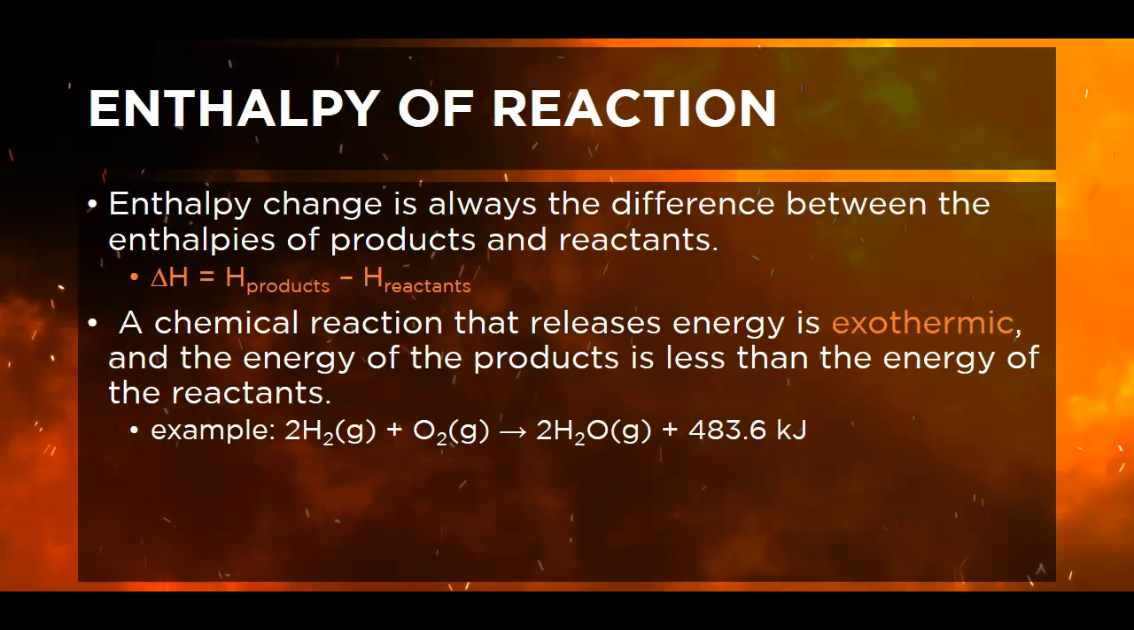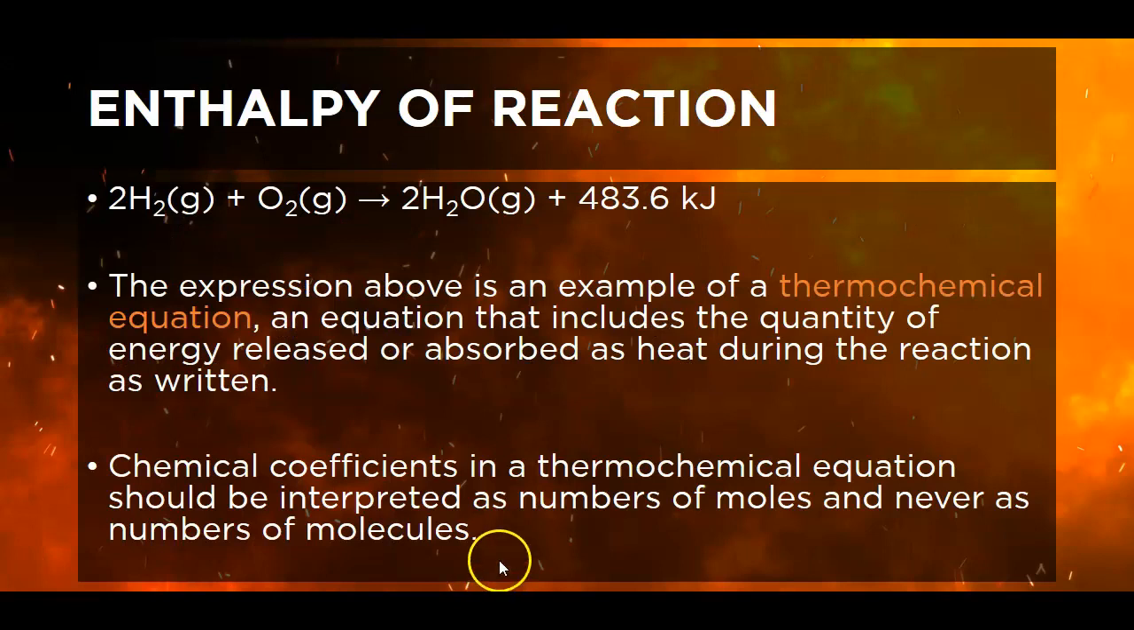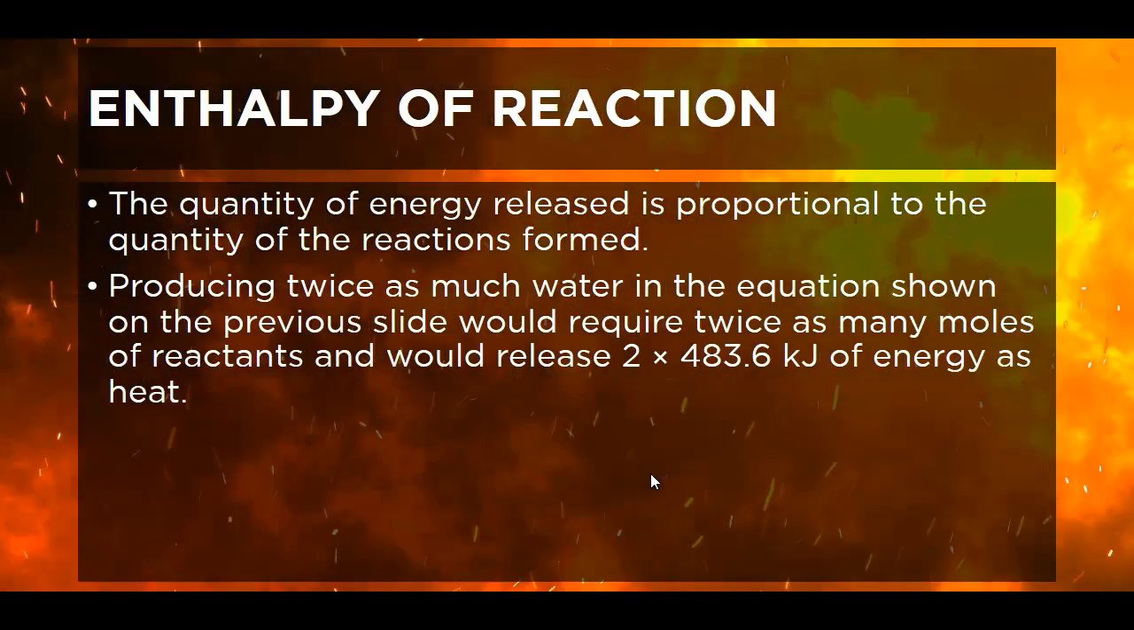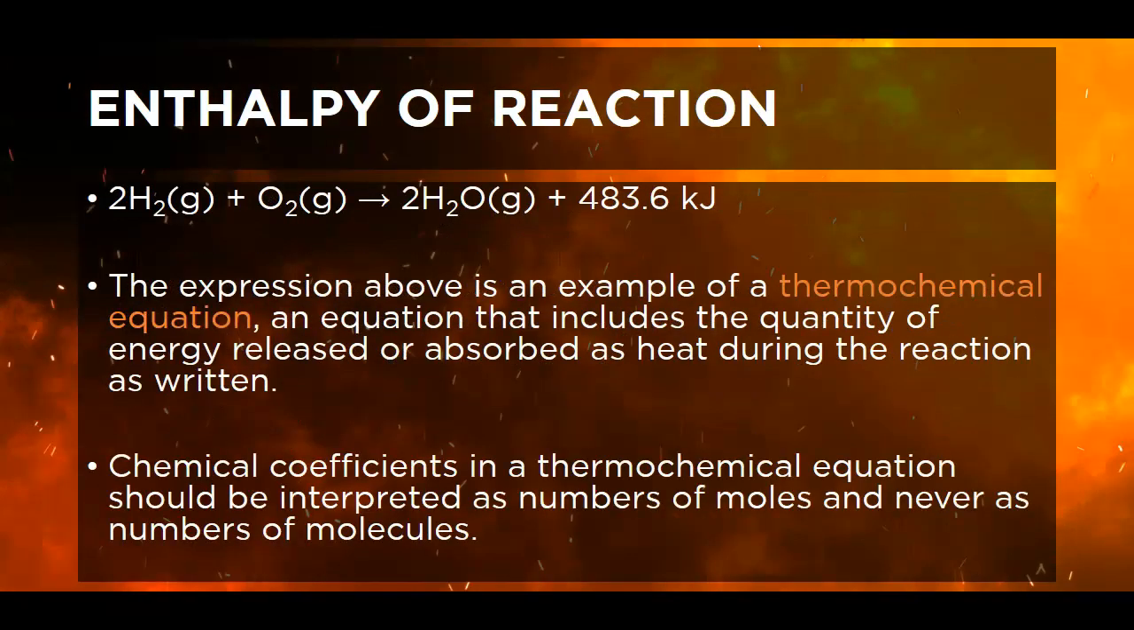And note that if energy is given off, so in other words, energy is a product, like you see in the example below, 2 molecules of hydrogen plus a molecule of oxygen yields 2 molecules of water plus 483.6 kilojoules. That energy is given off, and therefore we have what's called an exothermic reaction. On the other hand, if energy is required to be put into the reaction, we would call that endothermic. And we'll get to that in a couple slides here.